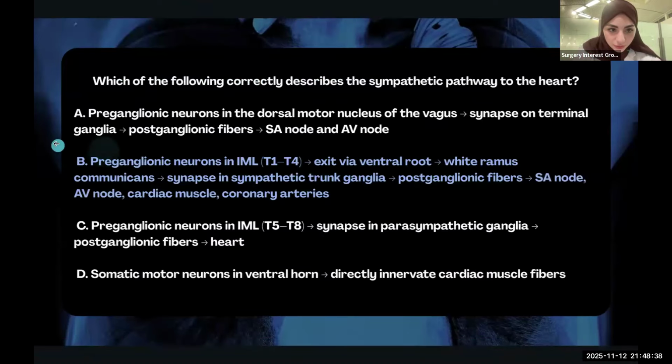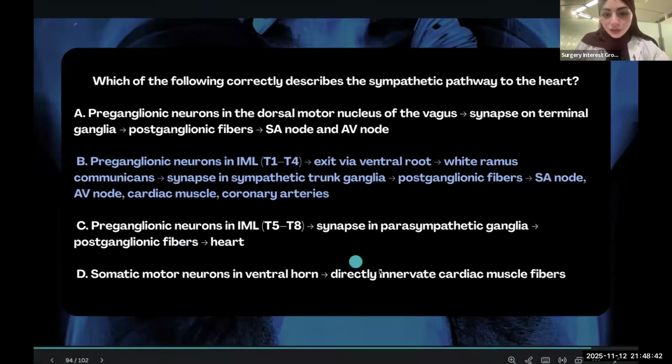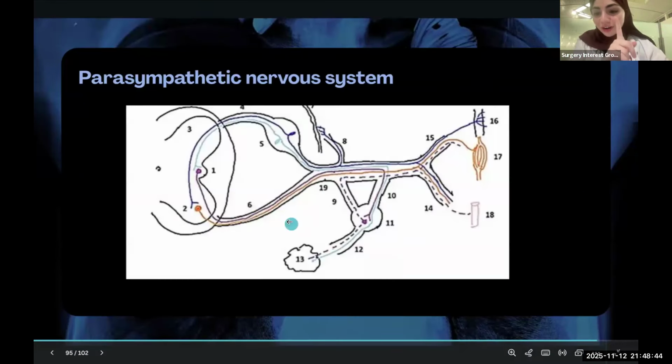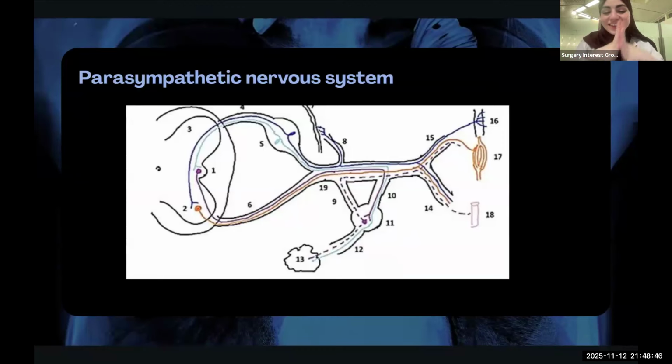Most of you guys answered B, so yep, it is the answer. And this is just the pathway. Bear with me. We have one more concept and we're going to be done. And it's going to be the parasympathetic nervous system. How is our heart innervated when we're chilling right now, when we're resting, okay?